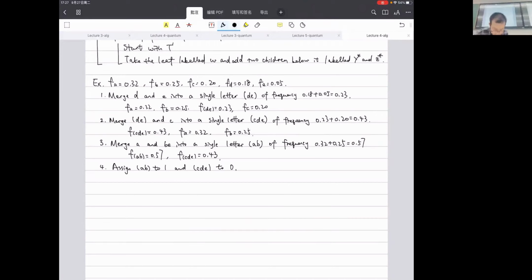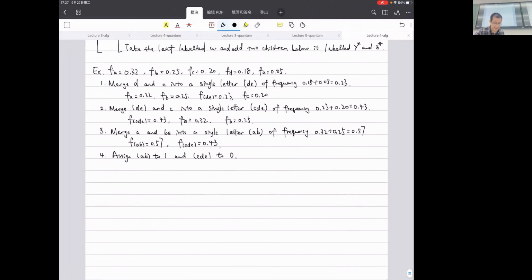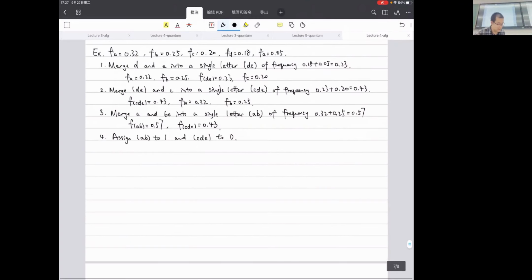So how does this look in the form of a full binary tree? I guess you can look from a top-down perspective. At the very beginning, we have this set S here. Let's look at the last step. In the last step, we assign AB and CDE to 1 and 0 specifically. So we actually have this: an AB here, and here a CDE. Then we look at the second to last step, which is step 3. We have merged A and B into the letter AB, so let's write A here and B here.